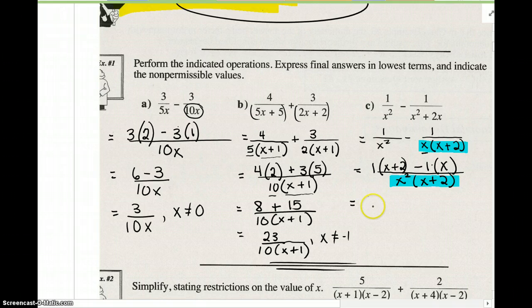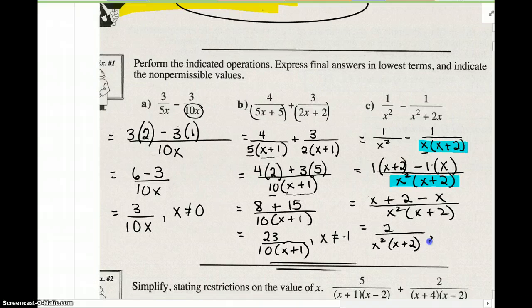All right, what do I do now? I'm going to put my denominator back down, and then along the top I'm going to just multiply through the bracket and collect my terms. The x's actually cancel out here on the top, x minus x, so I'm left with a 2 on top, and on the bottom an x squared times x plus 2. That is it. That's the answer. And x cannot equal, in this case, 0, and it cannot equal negative 2.